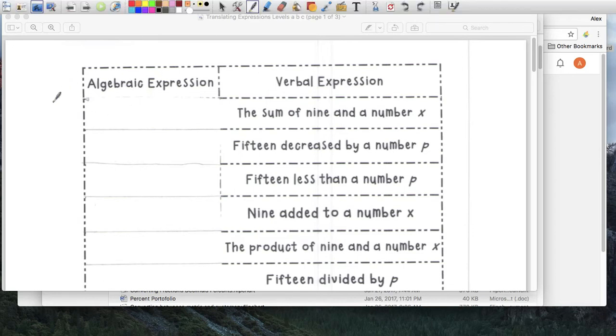So the sum of 9, sum implies addition, and 9 plus x. 15 decrease implies subtraction. 15 minus p. 15 less than a number p. Well, 15 less than is subtraction again, p. But this is a turnaround word, so we're going to make it 15 minus p.